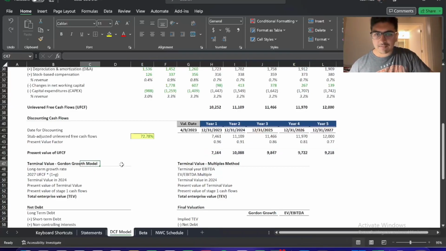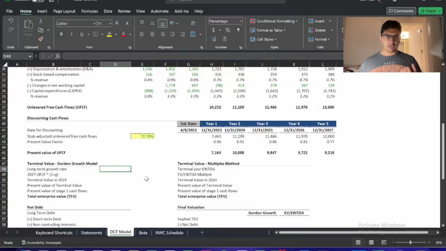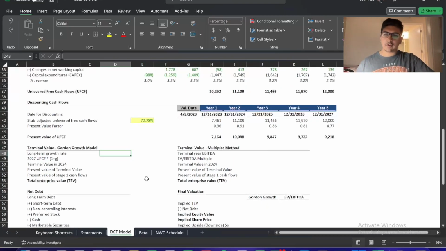Well, here's where we have to calculate a terminal value. There are two basic ways that you can go about calculating the terminal value. I'll start with the Gordon growth model and then we'll move over to the EV to EBITDA multiples method. But both of these models have one goal in mind, finding the terminal value. And if you remember from our DCF overview lecture where I wrote this out on the board, the terminal value is going to be a big lump sum of cash.